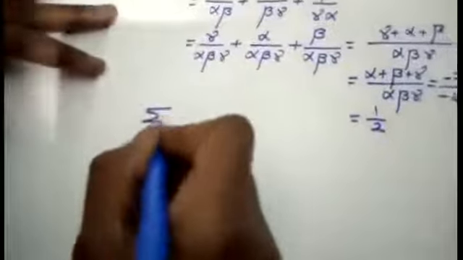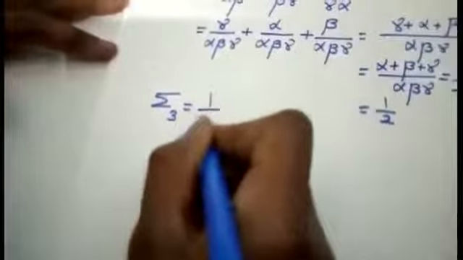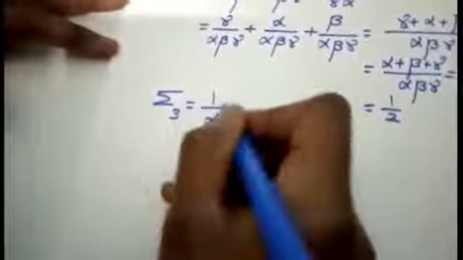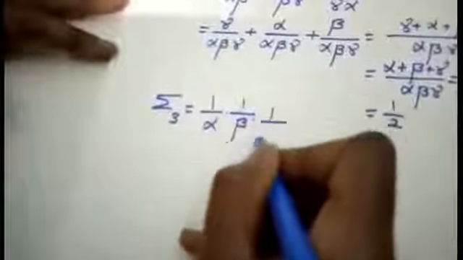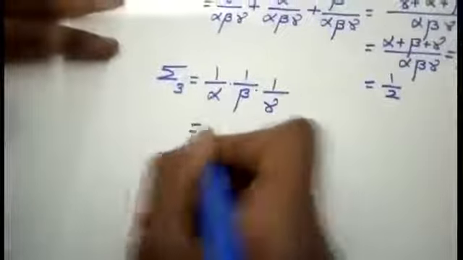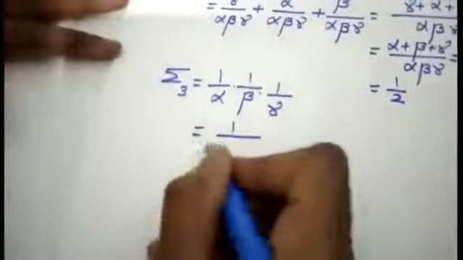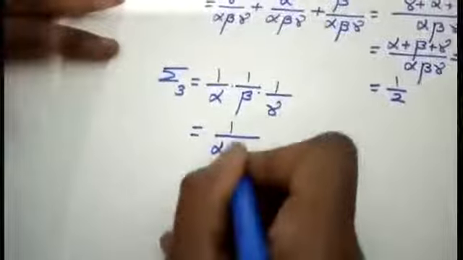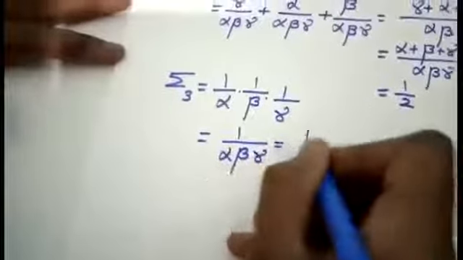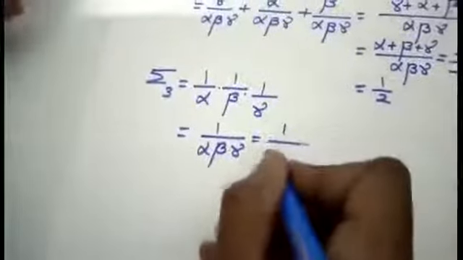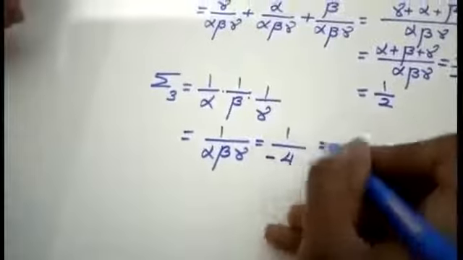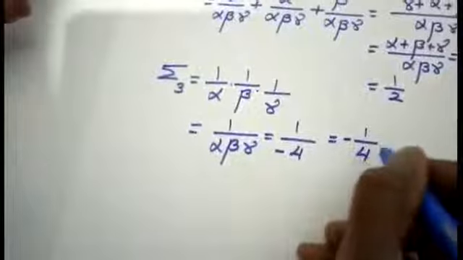The last one is summation 3. What is the meaning of summation 3? You are going to multiply all the 3: 1 by alpha into 1 by beta into 1 by gamma. So what answer do I get here, students? 1 by alpha, beta and gamma. 1 divided by, the answer we found for alpha, beta and gamma is minus 4, which is nothing but minus 1 by 4. That is my answer.